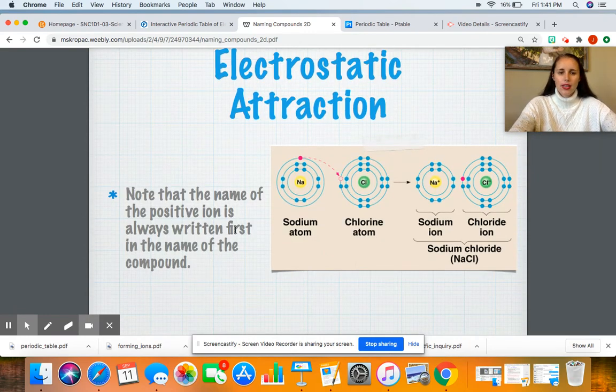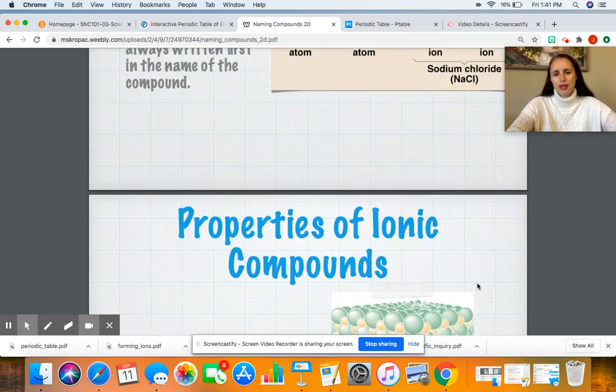One thing to note is that the positive ion is always written first in the name. So our name here is going to be sodium chloride. We're going to look at our naming rules in a second. Our metal is always written first. That's always the rule. Your metal is always going to be found first, and your non-metal is going to be found second.